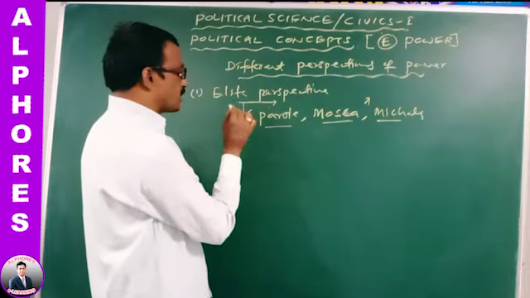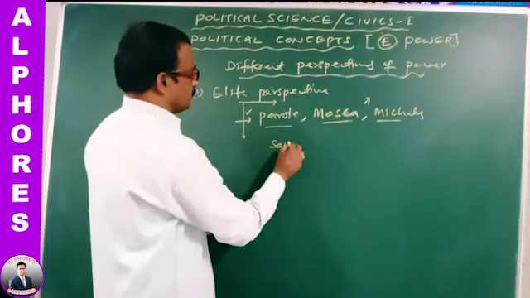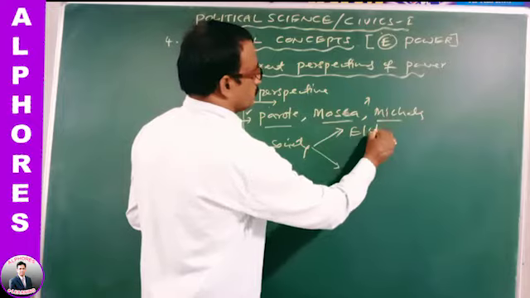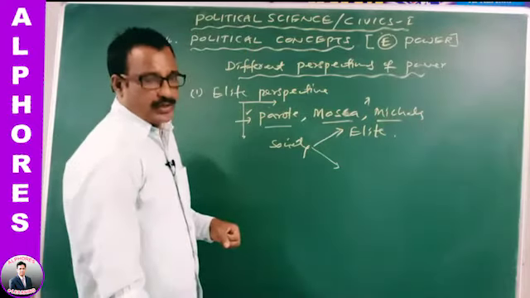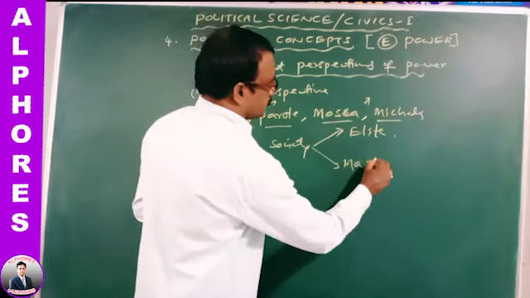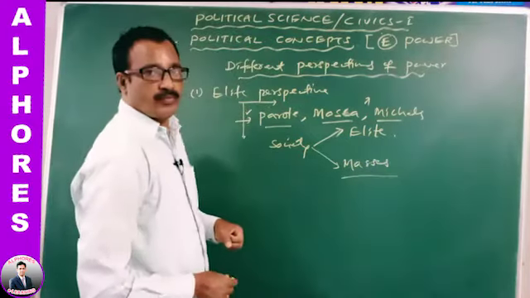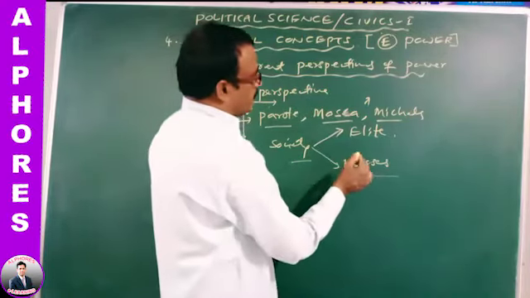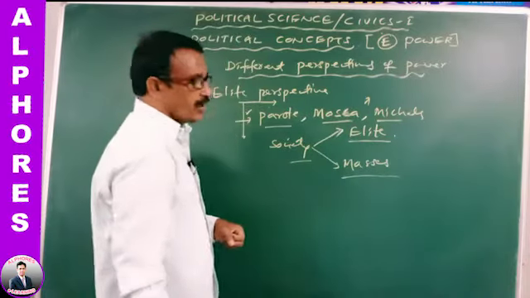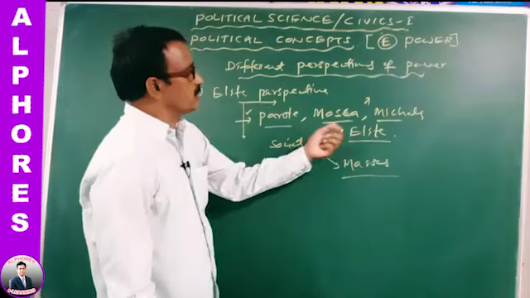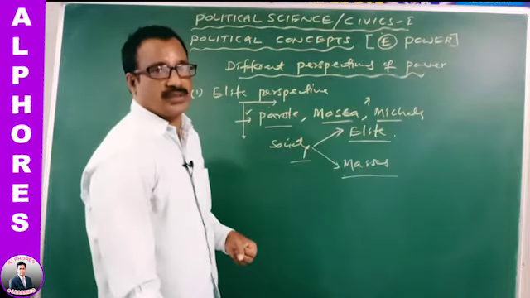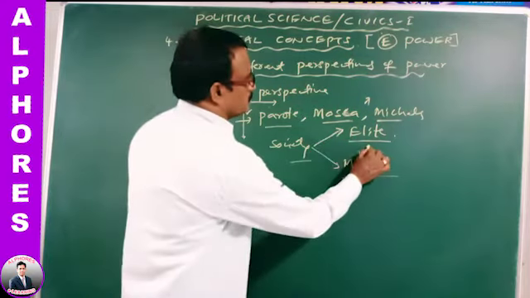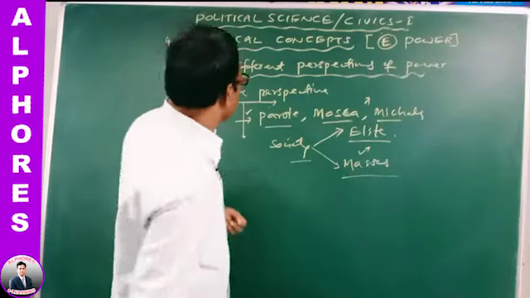Clear? The exercise of power divides the society into 2 groups. One is the elite group, second the mass group. According to this perspective, which group will exercise the power? The elite group will exercise the power because they are the dominant sections in the society. They exercise the power and influence the masses. Is it very clear?